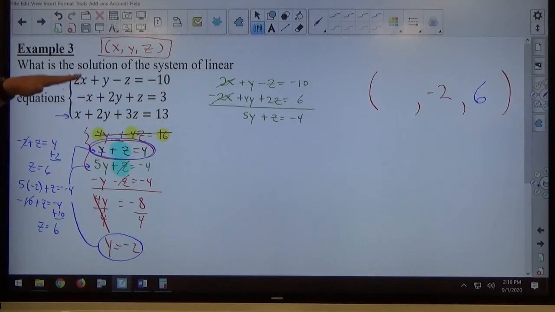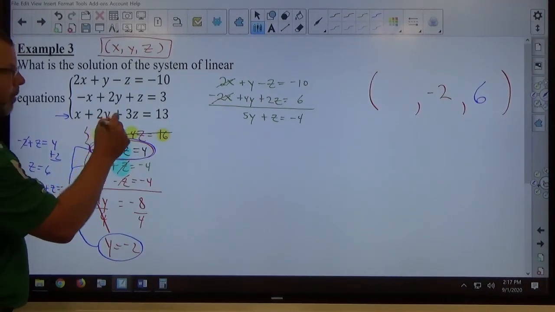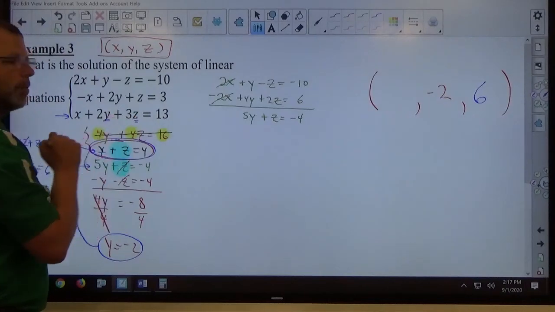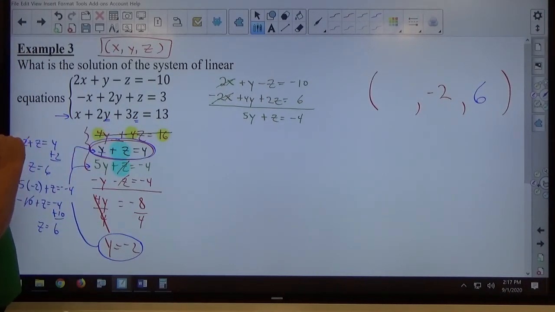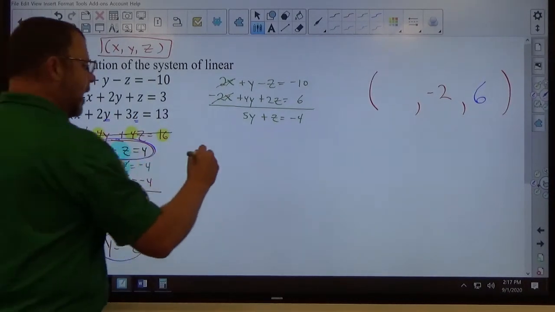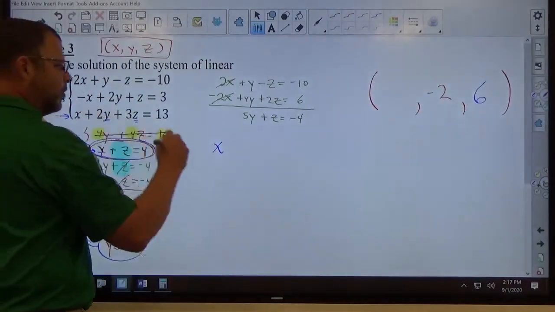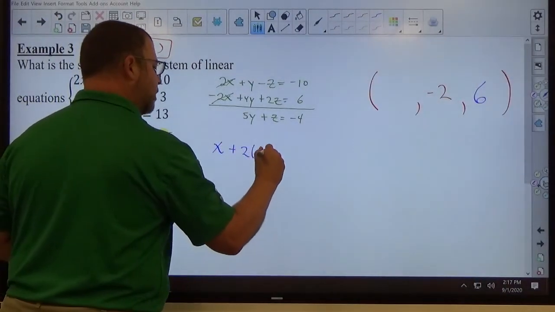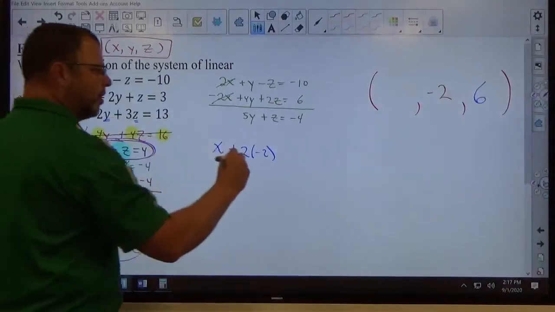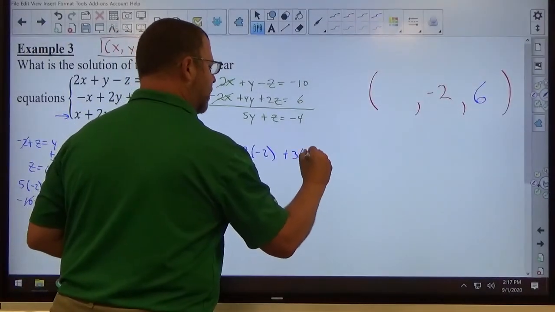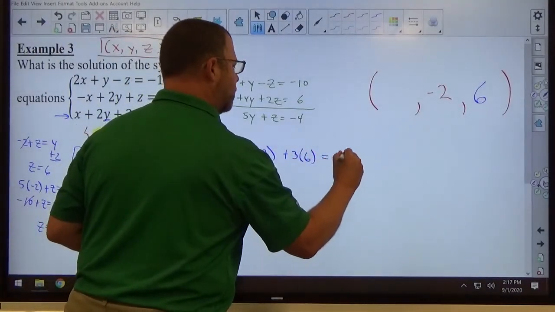I can go any one of the 3 and I'll get the right answer, but I'm going to go to the bottom because everything looks easier on the bottom. We know what y equals, negative 2. We know what z equals, positive 6. We do not know what x equals. We're going to keep x as is. So x stays x, plus 2y becomes plus 2 times negative 2, plus 3z becomes plus 3 times positive 6, equals 13, stays equals 13.